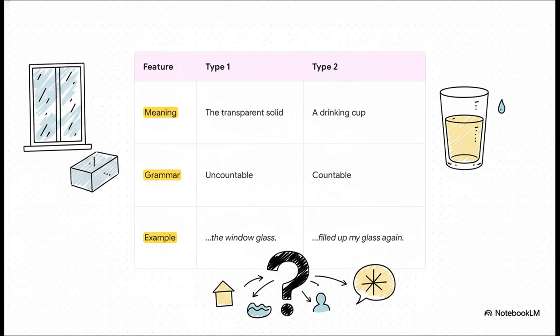So if you say something like, I could see through the window glass, that's the material we're talking about, the uncountable stuff. But if you say, he filled up my glass again, now you're talking about the object, the cup. It's pretty cool, right? It's a perfect example of how English can be super efficient, packing a ton of meaning into just one little word.